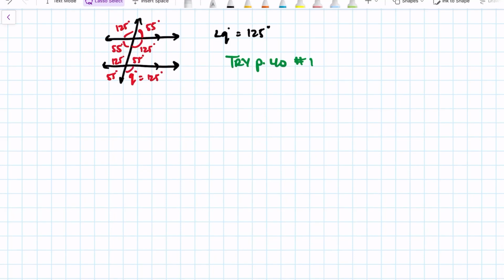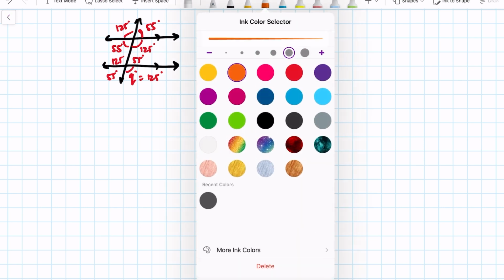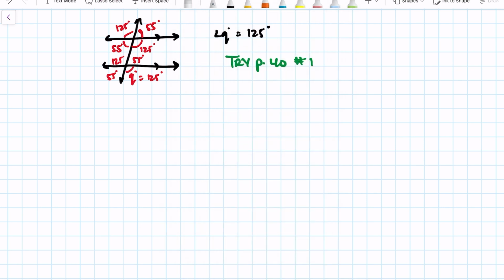All right, students, we are now going to end this section with a final piece, which is the corresponding angles. So let's just go ahead and start by writing this down.